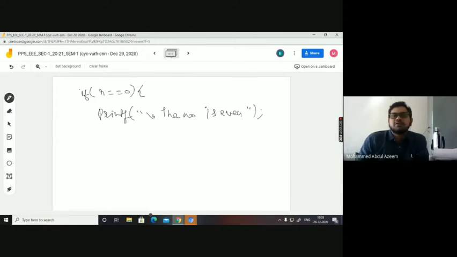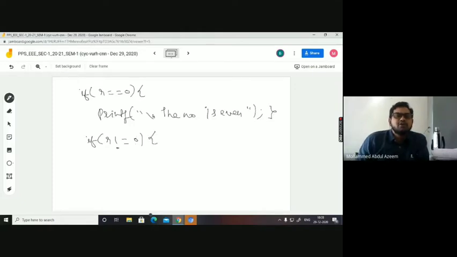Close this if brace, you can close here also. Then you can have another condition to be checked, that is if R equal to 1. You can say R equal to 1 or R not equal to 0, both are the same. Yes or no? So I can check with either of the conditions.